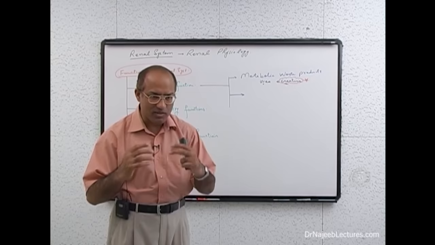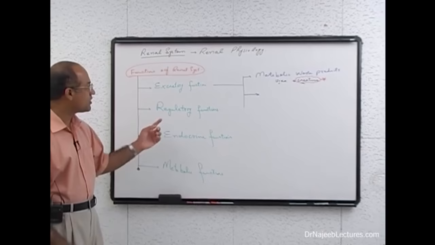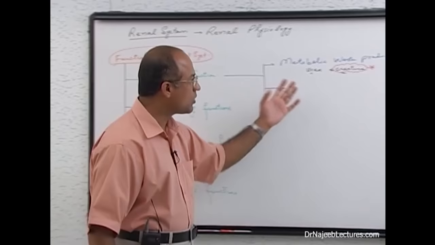If there's less water in the body, the kidney will conserve the water. If there's excessive water intake, the kidney will flush out the water. So more appropriately, it should be called the regulatory function of fluid balance in the body. You are understanding? So we'll discuss that here. So I'm talking about truly waste products, which we don't want to accumulate in the body.